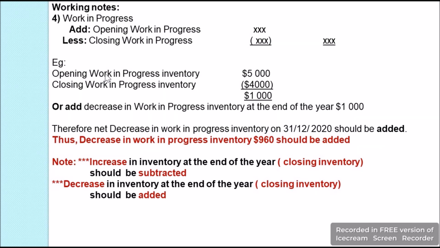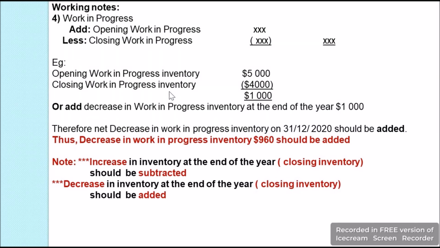For example, we have opening work in progress inventory as $5,000 and the closing work in progress inventory as $4,000. So we will take the difference, that is $1,000, and then we calculate our manufacturing cost. However, here it was not mentioned as opening and closing work in progress inventory. We have three types of inventory when we talk about manufacturing account: inventory of finished goods, direct material inventory, and inventory of work in progress. So in work in progress, we are going to take the difference and then proceed.